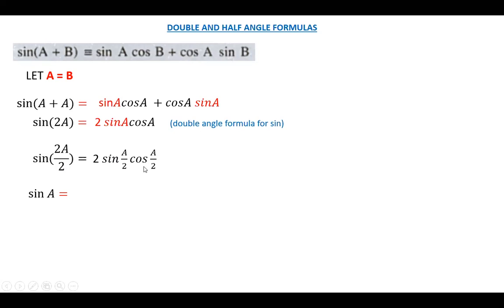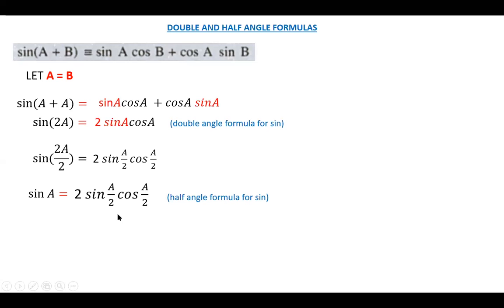So when you divide sine 2A by 2, you are going to get sine A. These 2 and that 2 just cancel, and then you just remain with A. So sine A is given by this same function here. So this one is the one that we are calling the half angle formula for sine. It's called the half angle formula for sine.